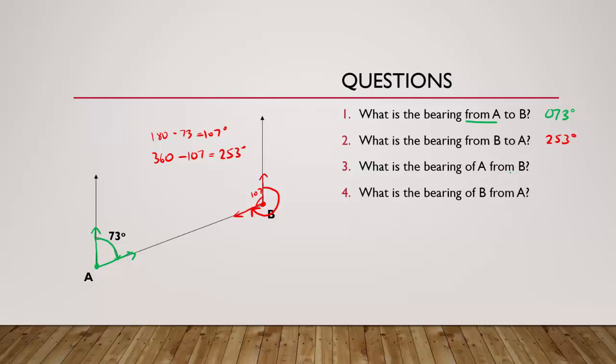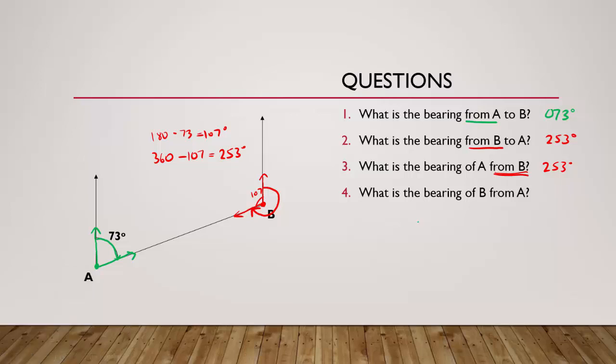Now, question 3, what is the bearing of A from B? Now I never showed you how to do this, but hopefully you've had a chance to think about it. Now, in this question, where exactly am I standing? Well, it says from B. So I'm standing at B, and I want to know what's the bearing of A. Okay, so how do I get to A? Well, I'm going to draw my north line. It's actually the same question as number 2. So this was from B. This is also from B. So the answer to this is also 253 degrees.